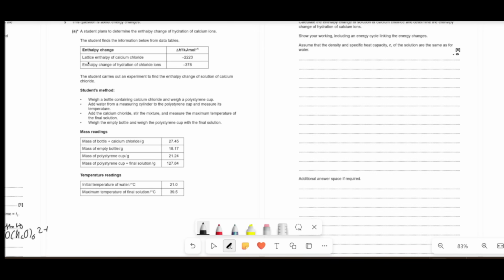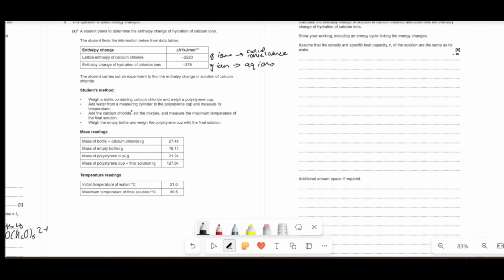In this table below, they've shown you the lattice enthalpy of calcium chloride. Lattice enthalpy, its definition, is the enthalpy change where you form 1 mole of a solid ionic compound from its gaseous ions under standard conditions. So that means we're going to go from gaseous ions to a solid ionic lattice. Enthalpy change of hydration is one where 1 mole of gaseous ions becomes hydrated, and so on. So I know I'm going to start with gaseous ions, and then form aqueous ions.